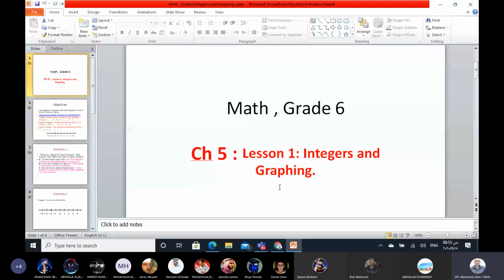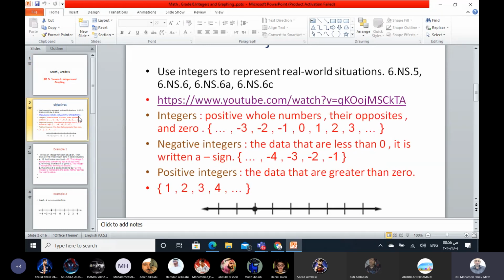Math grade 6. We are in chapter 5, lesson 1. Today we want to learn integers and graphing. In this lesson we want to use integers to represent real world situations.